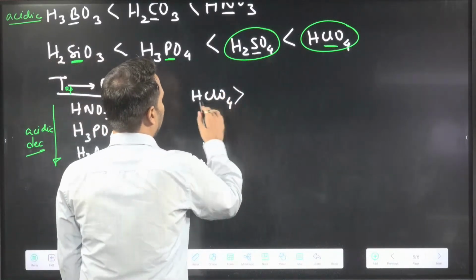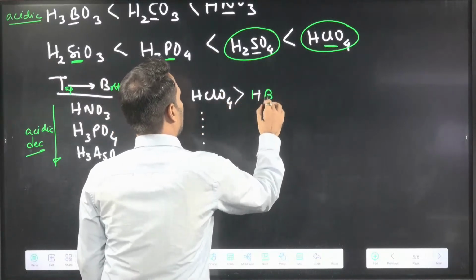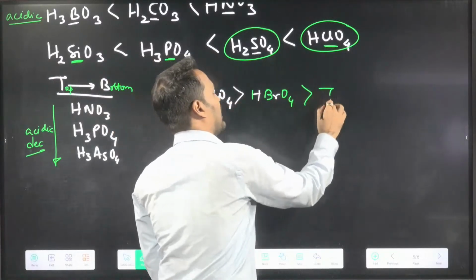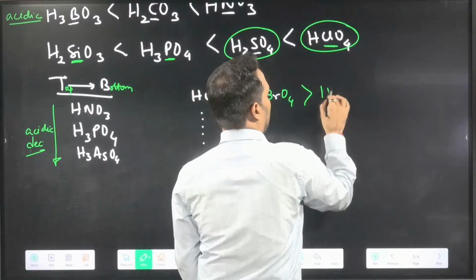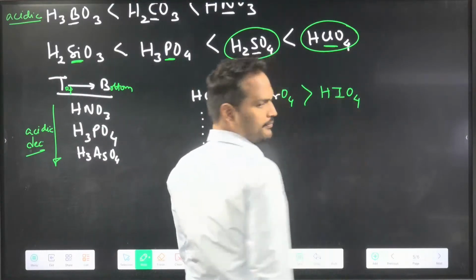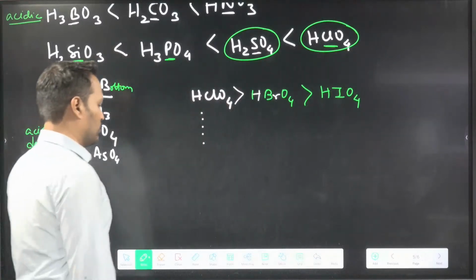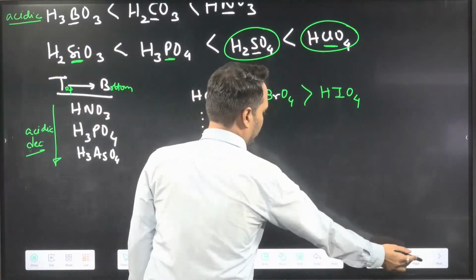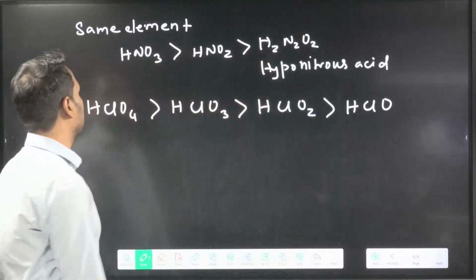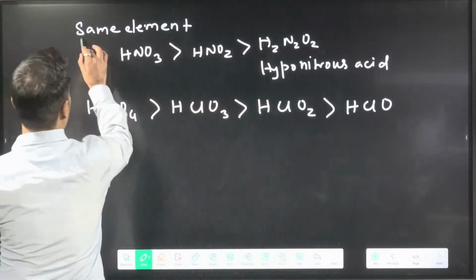Same thing you can apply in case of HClO4, HBrO4, HIO4, like this. Is it clear? Very good. So in a period, down the group, we have written many examples. Come to this. What is the concept of this?